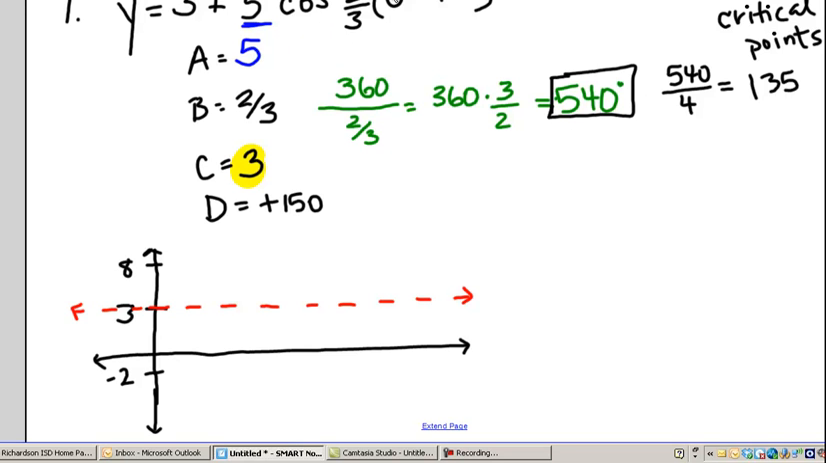Next thing is shifting our graph horizontally. We're going to shift it to positive 150. Okay. And then we're going to add 135 each time. So we get 285, add 135 again to get 420, again 555, 690, and I want you all to do 2 cycles.